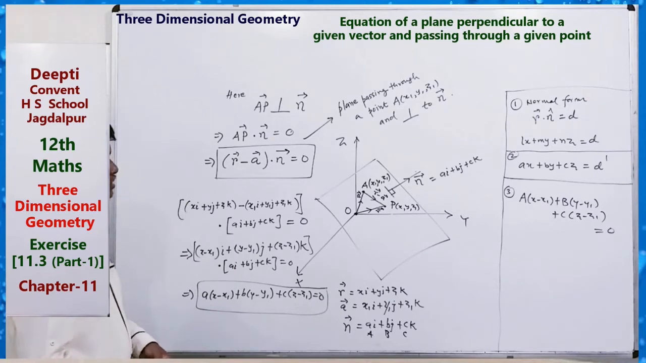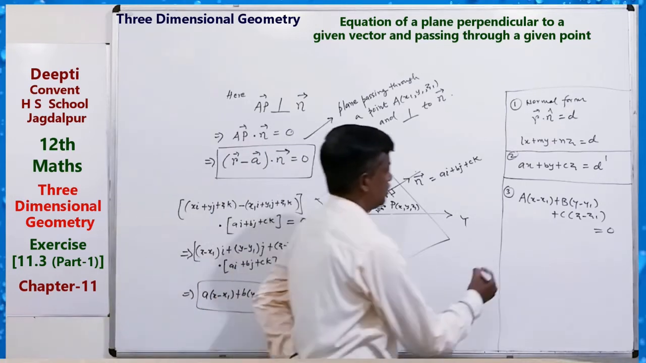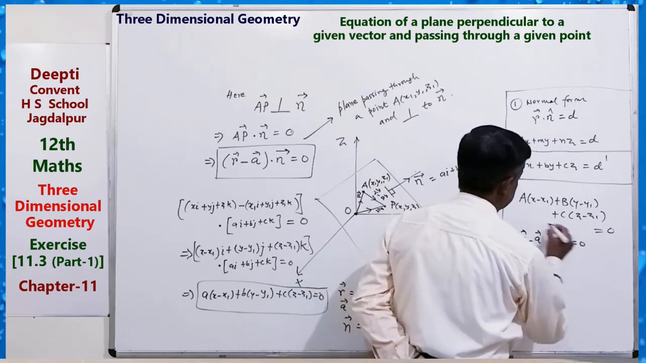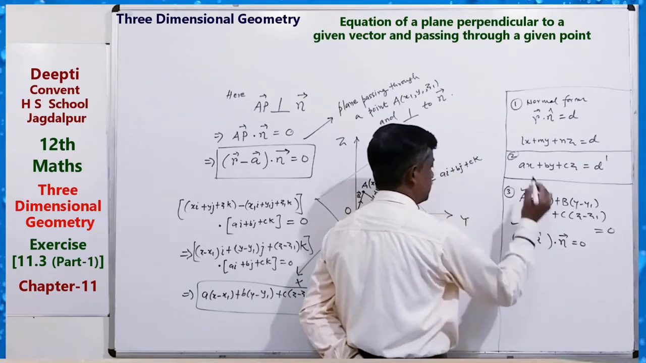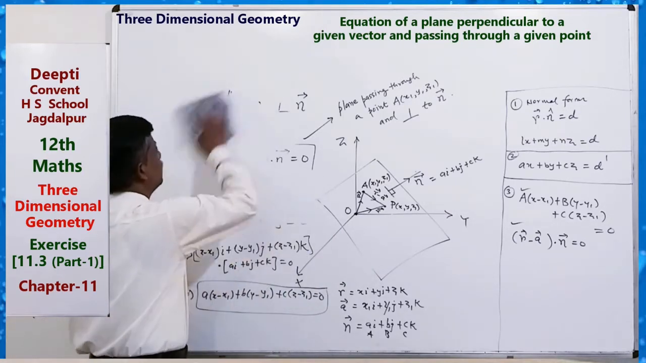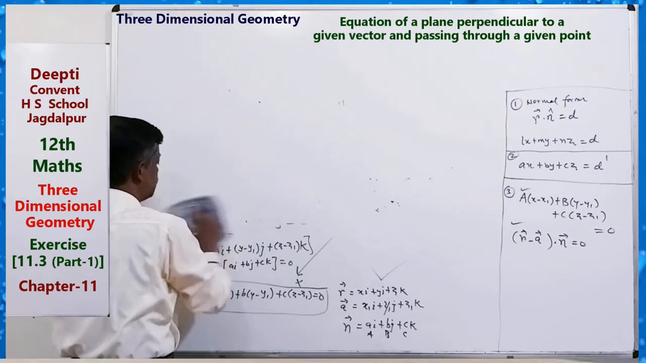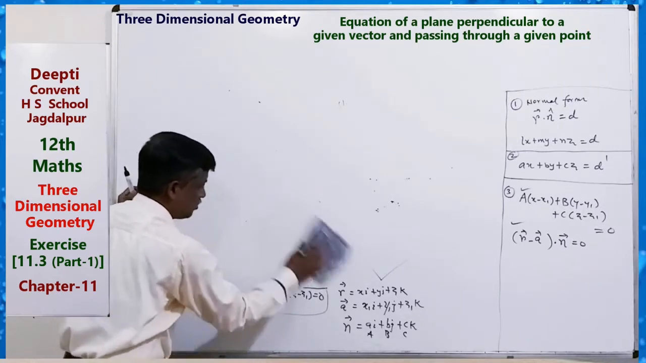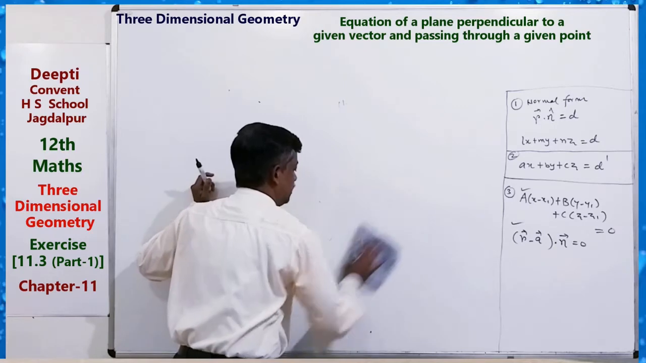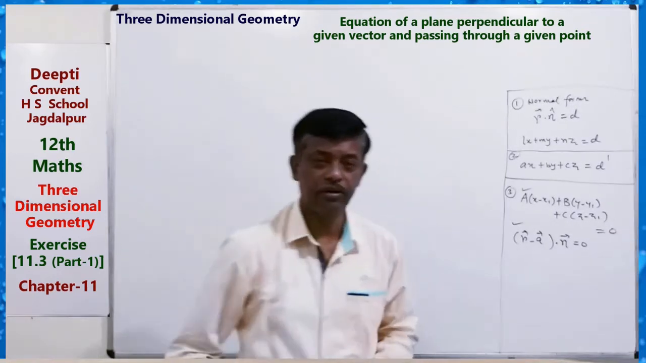Clear? So this is the second formula, that is the Cartesian formula, and that is the vector formula. The vector formula is r minus a dot n equals 0. This is Cartesian, this is the vector formula. Vector gives an easy approach and short writing. So this is the form of the equation of a plane passing through a point and perpendicular to a given vector, that is vector n. Okay, so remember this formula.